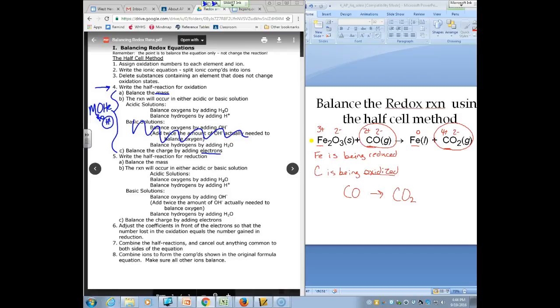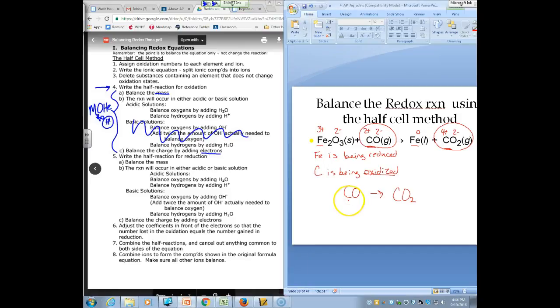Alright, so first thing we need to do is balance mass, and by mass I mean anything that's not oxygen or hydrogen. So we can see here I've got 1 carbon and 1 carbon, so we're done with mass. Now it's oxygens. We balance oxygens by adding H2O. I have 2 oxygens on the product side, and I have only 1 oxygen here on the reactant side. So I need another oxygen, so I'm going to add water. That's how we balance our oxygens. Now I have to balance my hydrogens. That's the next step in mode.